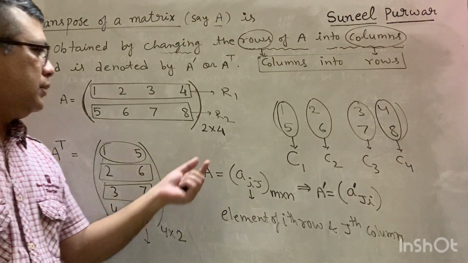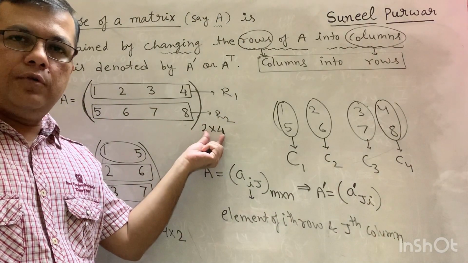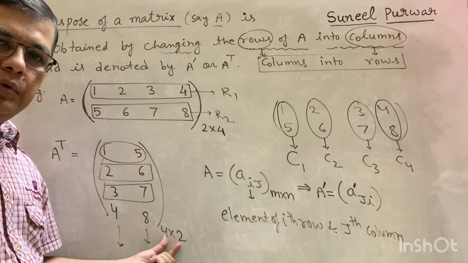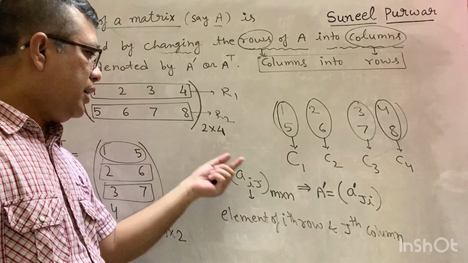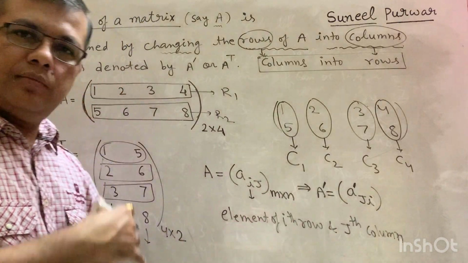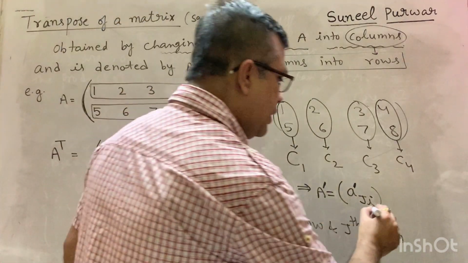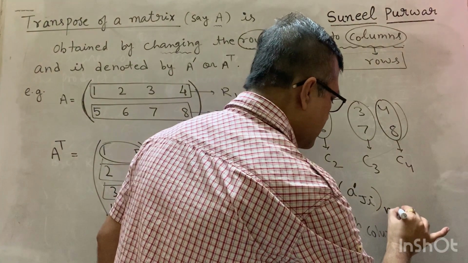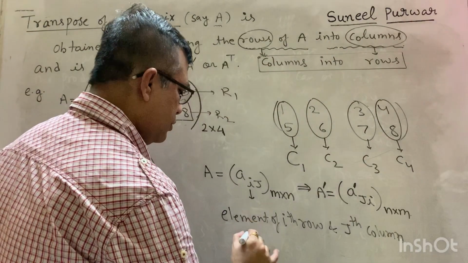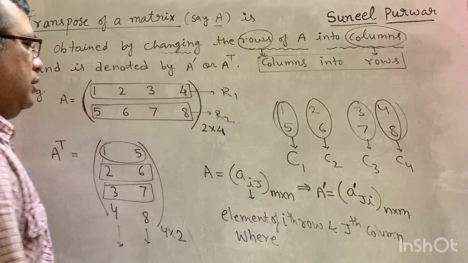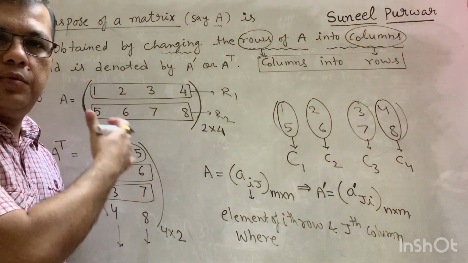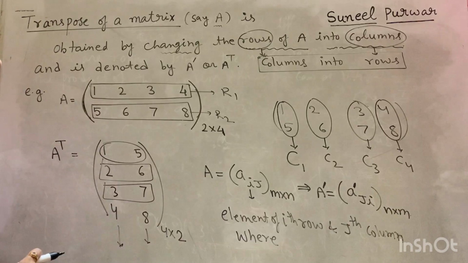And we have seen, if the original size is 2 by 4, then the size of the transpose will be 4 by 2. Generalizing that, if the original size is m by n, then the size of the transpose will be n by m. So this is a very, very important point.